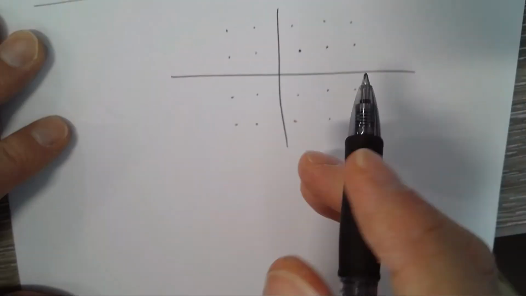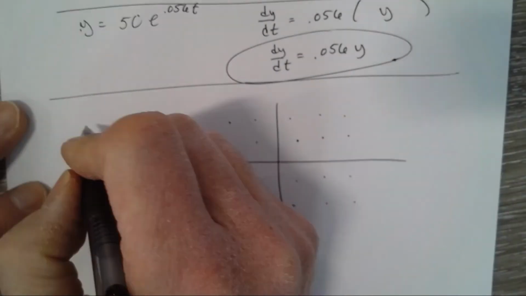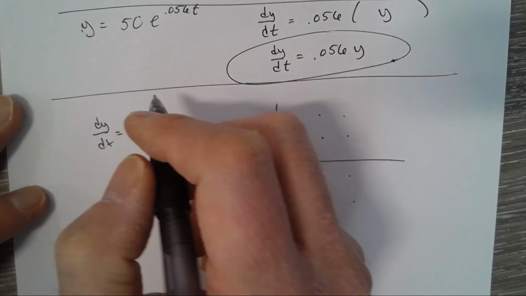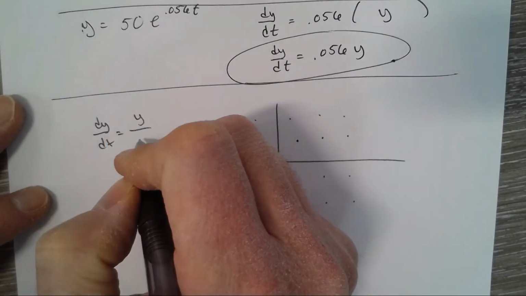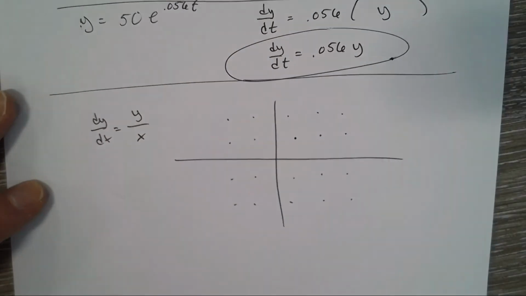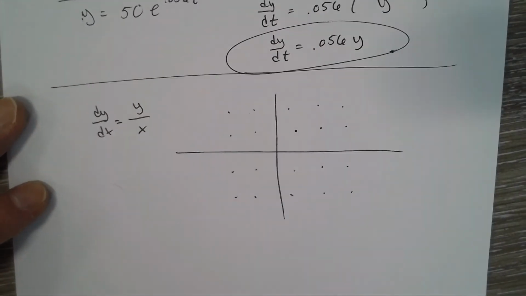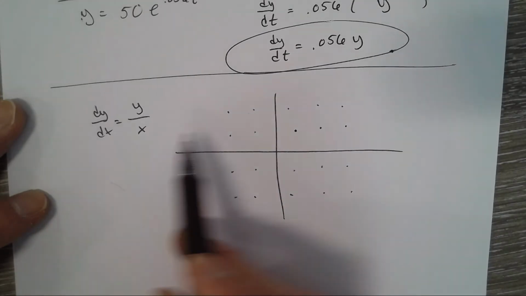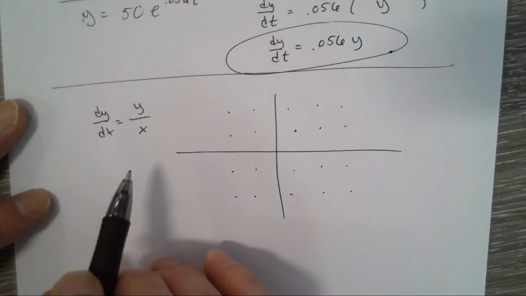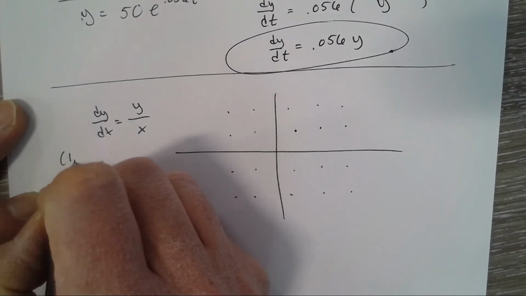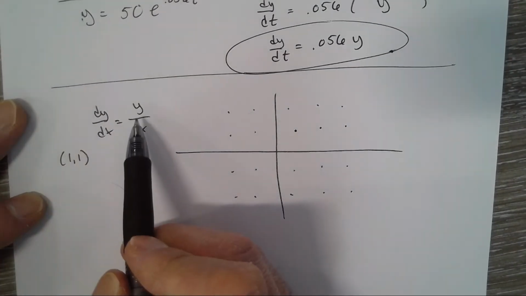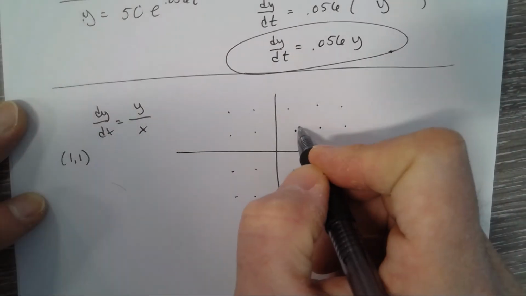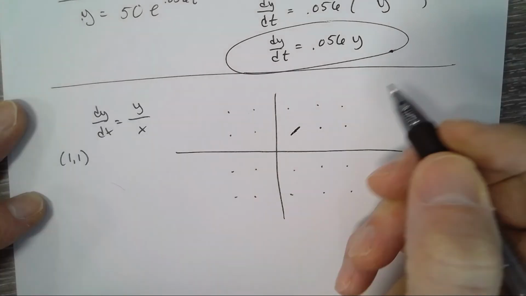Alright, so if this is, let's say, dy dx equals y over x. I don't know what that's going to look like. We'll see. If x is 0, well, we won't talk about that. Let's try at 1, 1. If I plug in 1 for x and 1 for y, we're going to get 1 over 1, which is 1. So at 1, 1, I'm going to make a slope that's 45 degrees, because that is a slope of 1.